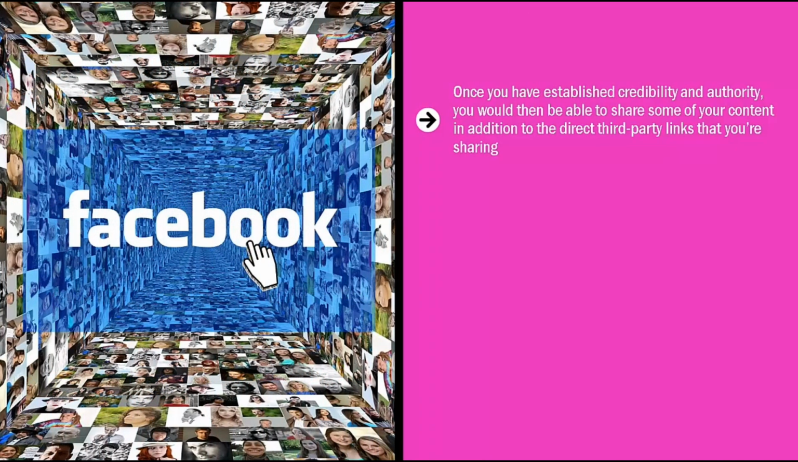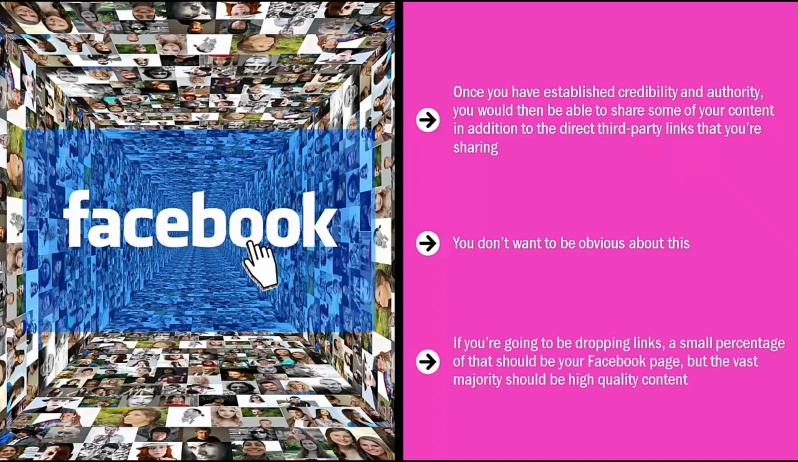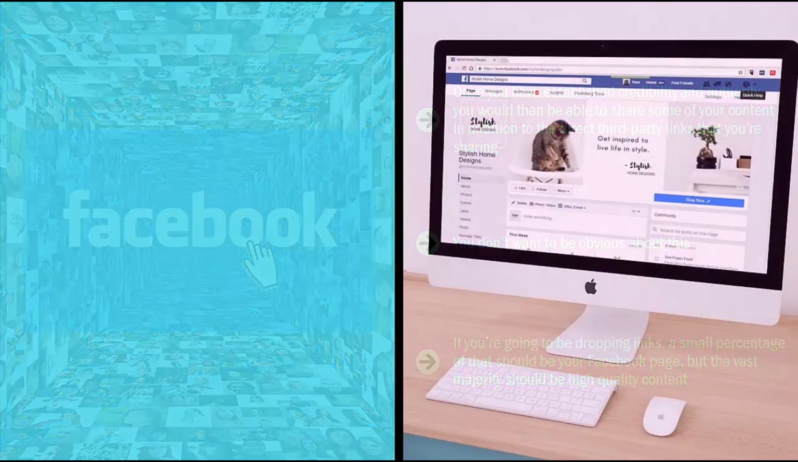Once you have established credibility and authority, you would then be able to share some of your content in addition to the direct third-party links that you're sharing. You should do that to cover your tracks. You don't want to be obvious about this. You don't want to be the account that is so transparent people can easily see that you are just promoting your Facebook page. People don't like that. It's only a matter of time before they ban you. If you're going to be dropping links, a small percentage of that should be your Facebook page, but the vast majority should be high-quality content. It really fosters discussion. That's how you build credibility and how you are given more permission to keep posting your own stuff. You have to earn this by becoming credible first.